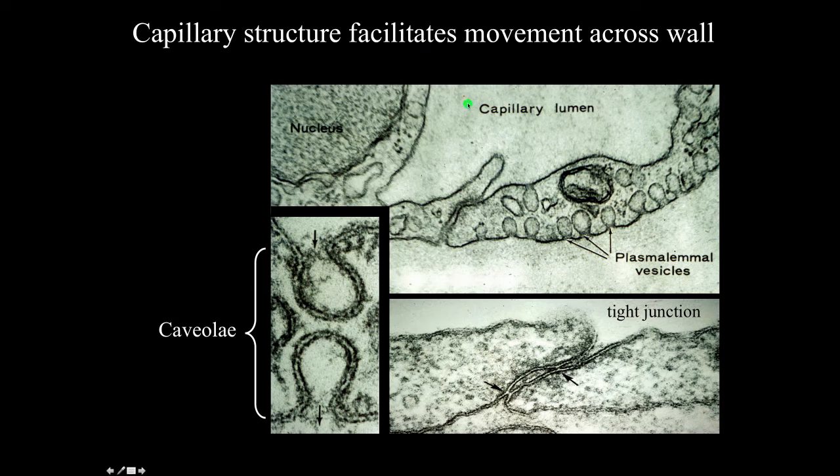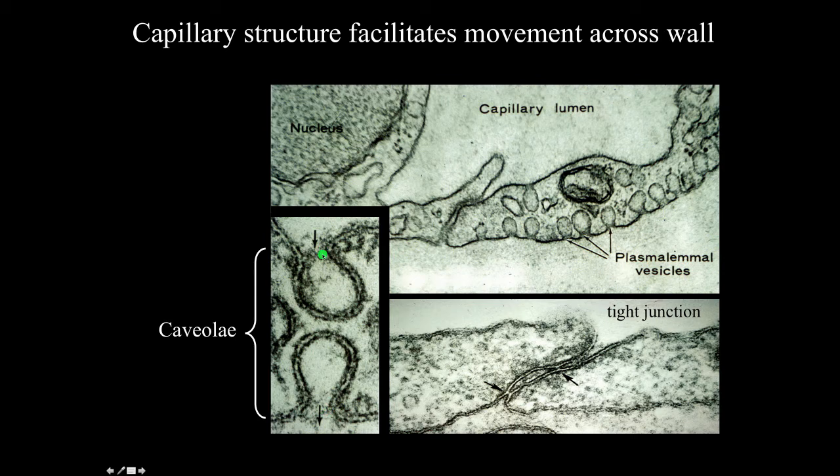So here's a very high power view. One endothelial cell with the nucleus in the plane of section. Here's part of the cytoplasm of another capillary endothelial cell. Notice the large number of pinocytotic vesicles. Note the high power view of the tight junctions between the two cells. And these vesicles are forming structures that are called caveolae.